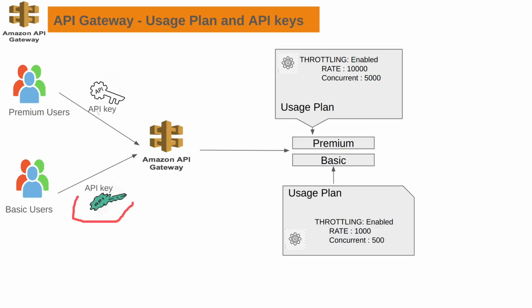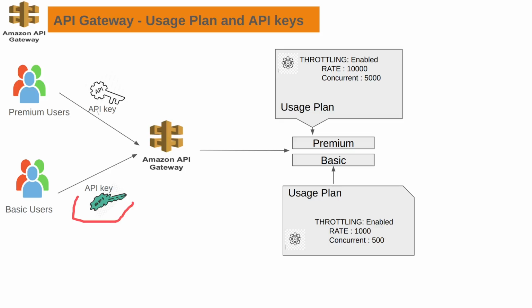Or you can think of it like this: suppose you developed an HTTP endpoint which is deployed on different servers. You can redirect the premium user to one server and the basic user to another server. That is also something you can do using an API key. So these are all the API gateway theory.